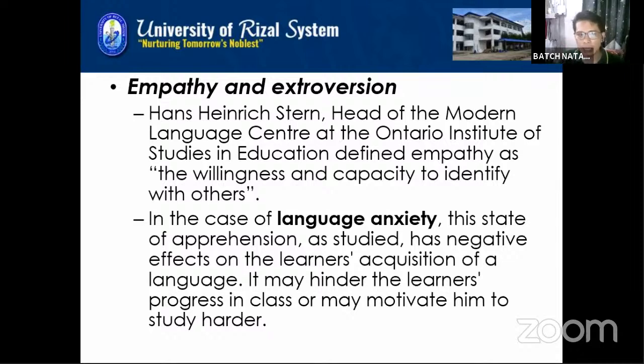And then empathy and extroversion are also some of the personality factors that have to be taken into account. Hans Heinrich Stern, who headed the Modern Language Center at the Ontario Institute for Studies in Education, defined empathy as the willingness and capacity to identify with others. When we talk of empathy, you place yourself in the shoes of the others, meaning you would like to make the person feel that you know what the person is feeling, as if you are in the same situation, for you to understand the situation of the person.